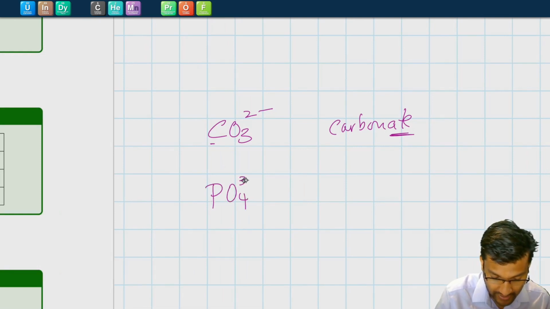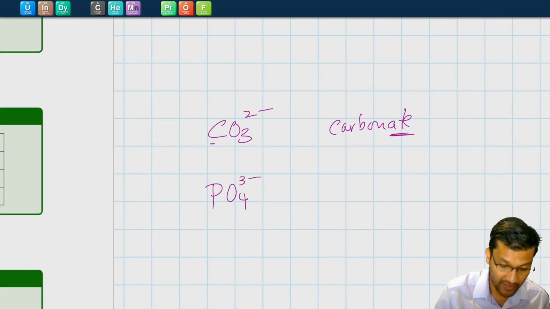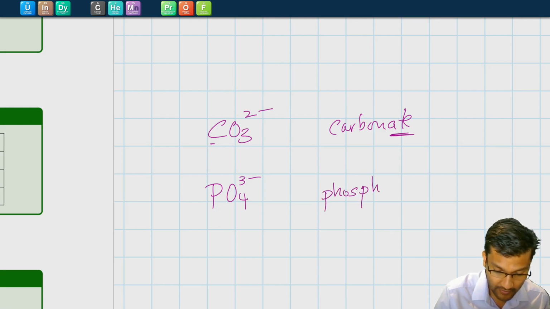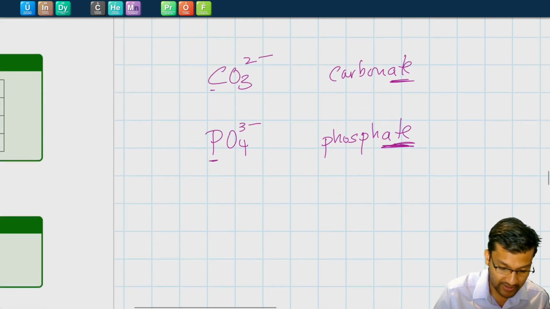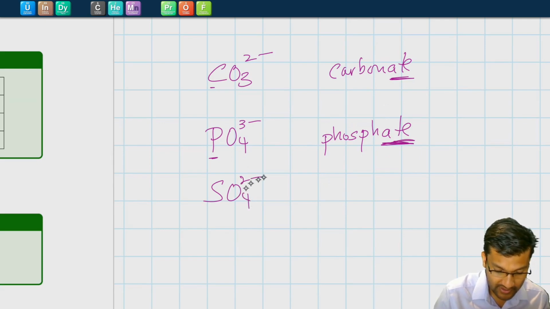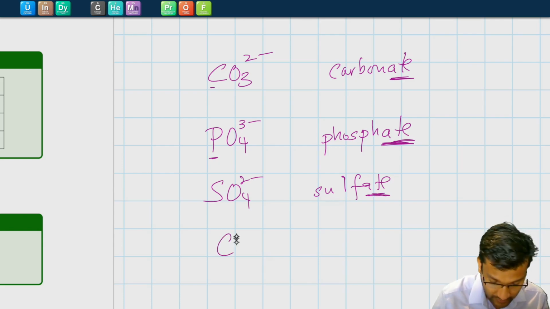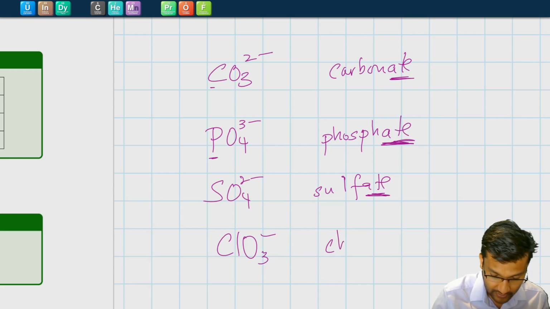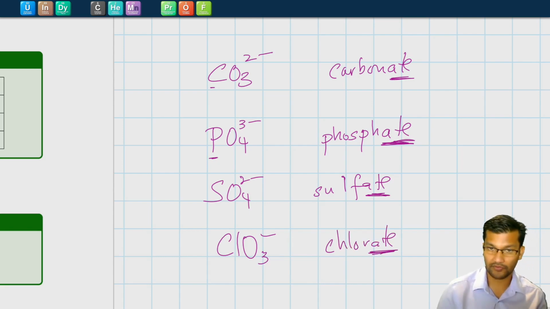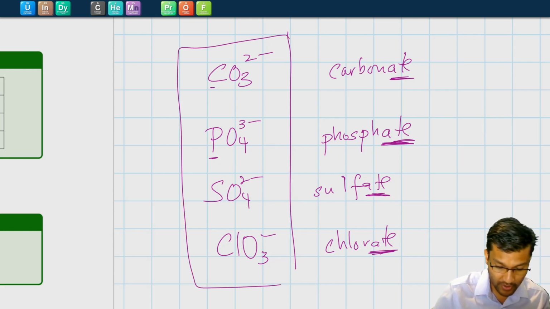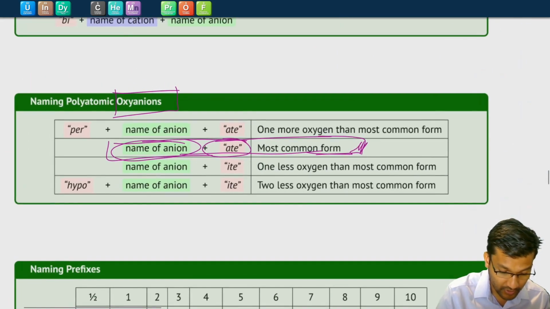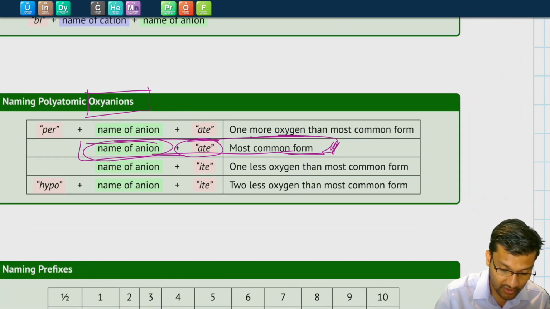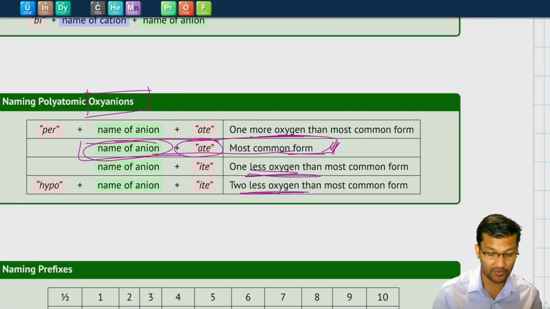Phosphate, PO4 3 minus, is the most common oxyanion with phosphorus, so we call it phosphate, right? The ending is ATE. And that's how we go about naming them. Sulfur with oxygen, this is the most common form, so we call it sulfate. Chlorine with oxygen, we call it chlorate, because that's the most common form. And so if you just memorize these most common forms, you can go a long way in remembering what these are. And then these other rules just come in if they have one more oxygen, one less oxygen, or two less oxygen than the most common form.